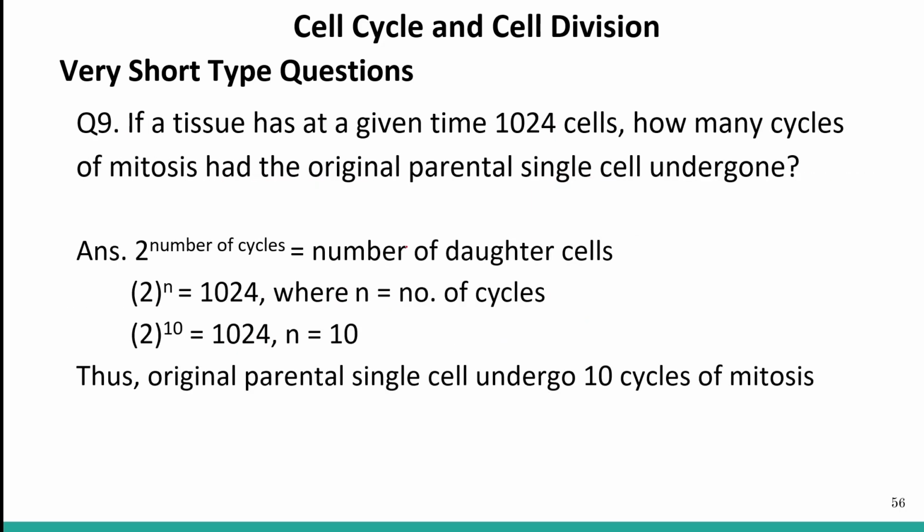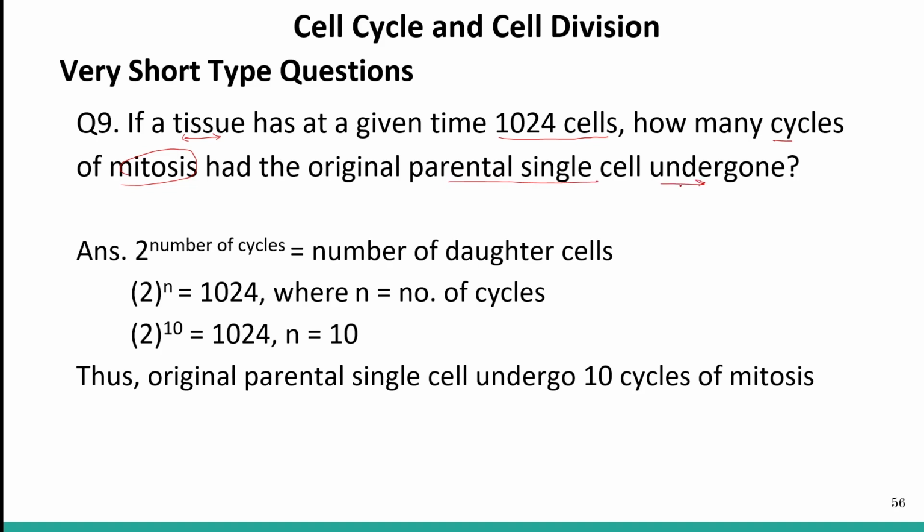Now the next question is, they are saying if a tissue, and what is a tissue? It is the collection of cells. It comprises a lot of cells. So here they are saying if a tissue at a given time has 1024 cells, how many cycles of mitosis had the original parent cell undergone?